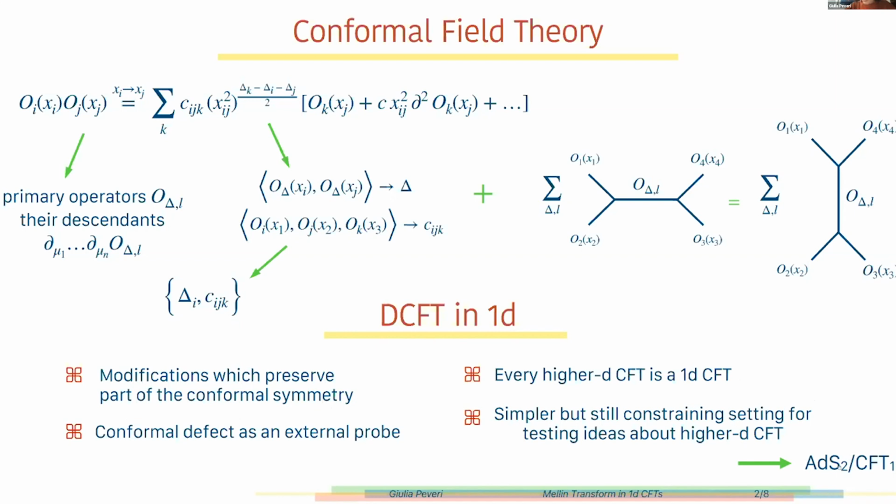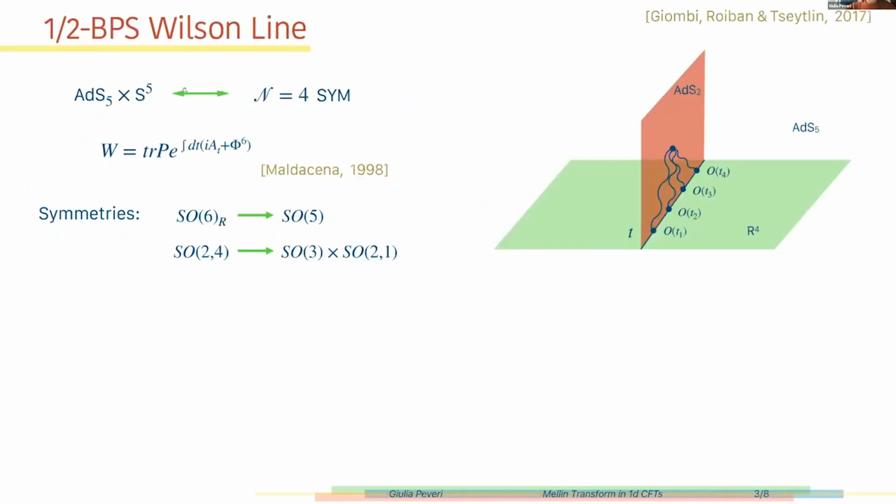Now I am going to present an example in AdS2/CFT1. This is part of the more general duality between AdS5×S5 and N=4 super Yang-Mills. In this setup, we can pick one of these Maldacena-Wilson loops, which is the Wilson line. This Wilson line is going to be infinite and is going to preserve the maximal amount of symmetry possible, which is half of it. Here you see how it is broken. In particular, the four-dimensional conformal symmetry, SO(2,4), is broken down to the one-dimensional conformal symmetry, SO(2,1).